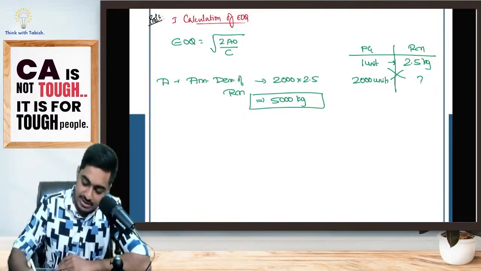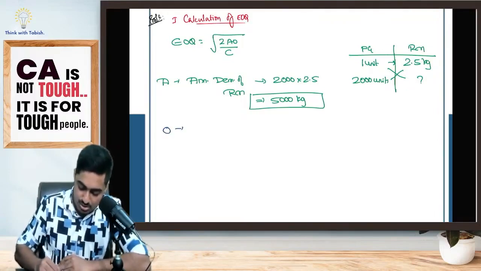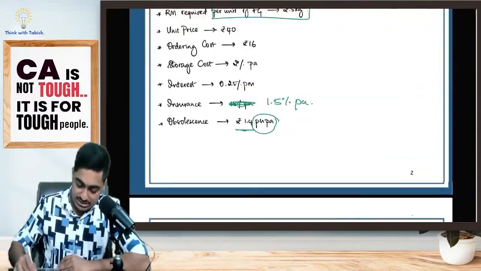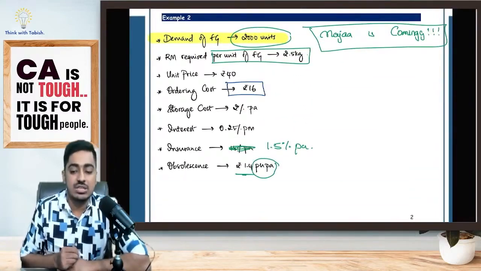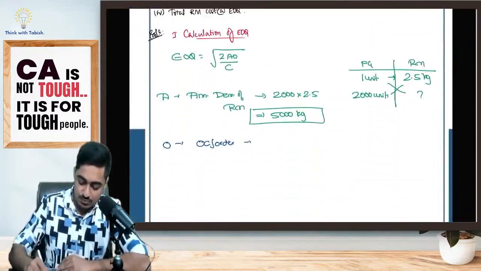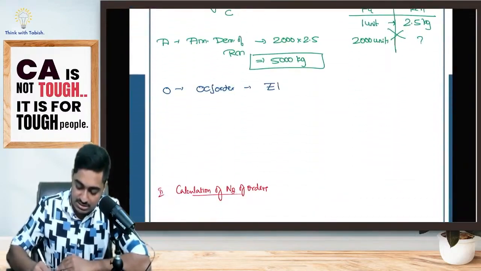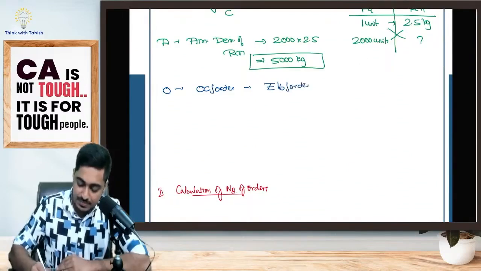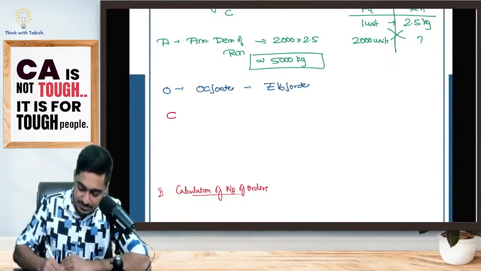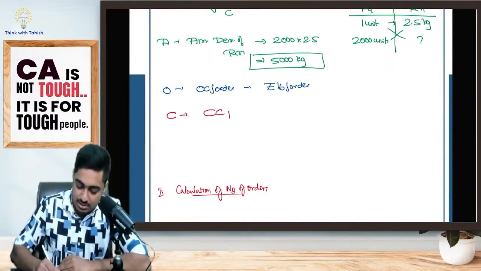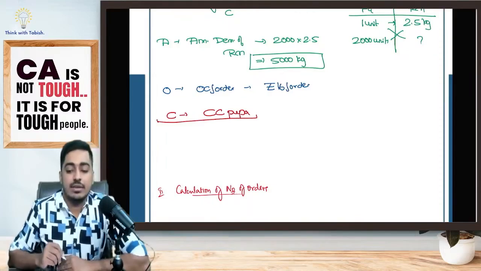Next one is O, which is the ordering cost per order. Has the question given it to us? The question is telling us the ordering cost is 16 rupees. Great, that is what we also wanted. So it is 16 rupees per order. Next is very, very important. Pay attention. Which is the carrying cost PUPA? What is PUPA? Per unit per annum.